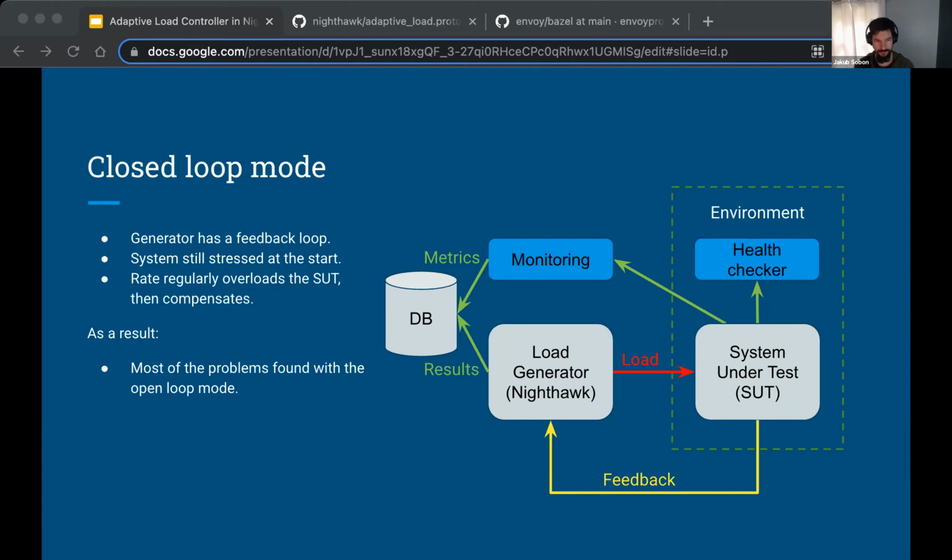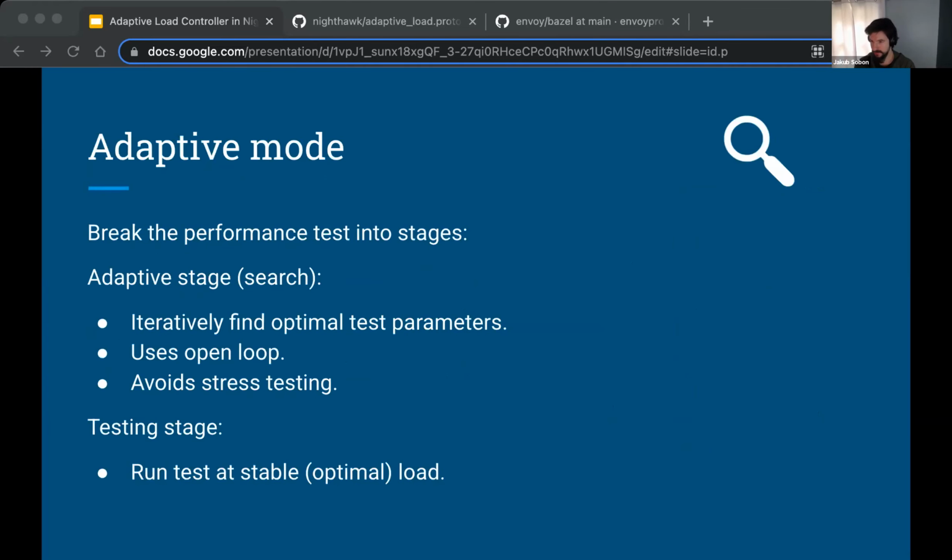So in other words, with closed loop mode, from a practical perspective, we also had problems with large variance in test results, and incomplete test results, because the system was not responding to monitoring well, and therefore we started looking for another solution. And this is where the adaptive mode comes in. An adaptive mode is an abstraction built on top of the open loop mode.